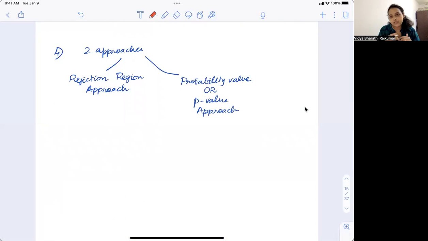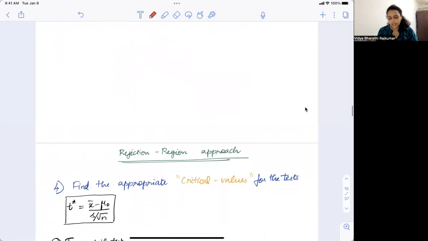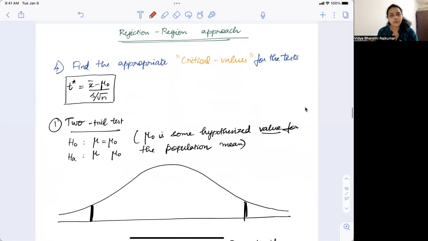And there are two ways of going about doing step 4. There's something called the rejection region approach and something called the p-value approach. So that's step 4. So let's learn about step 4 in the rejection region approach.